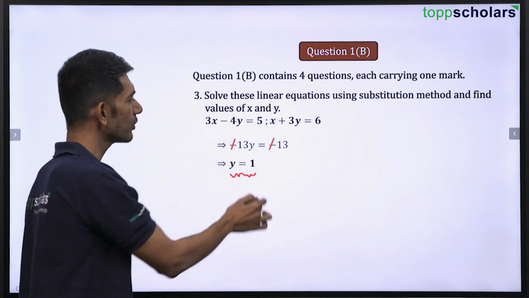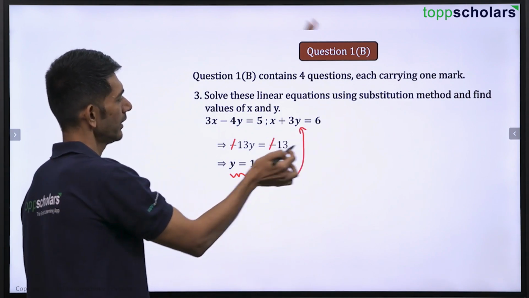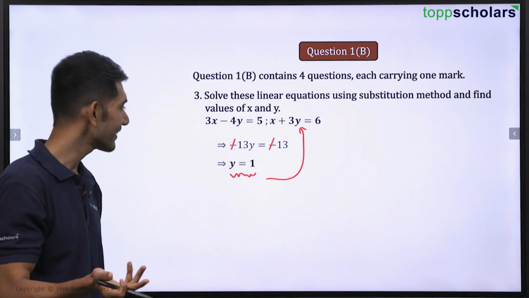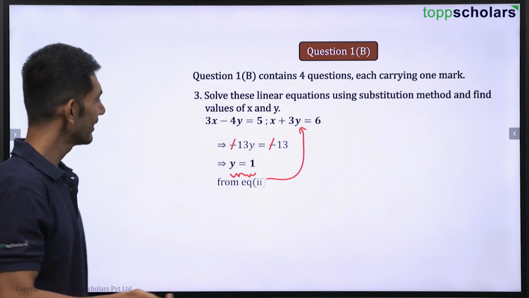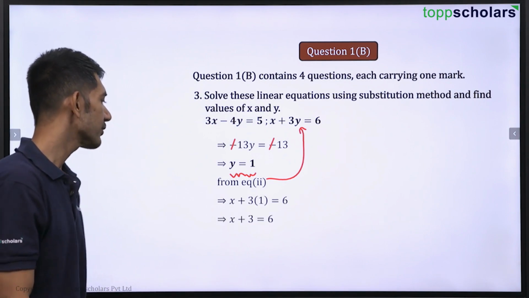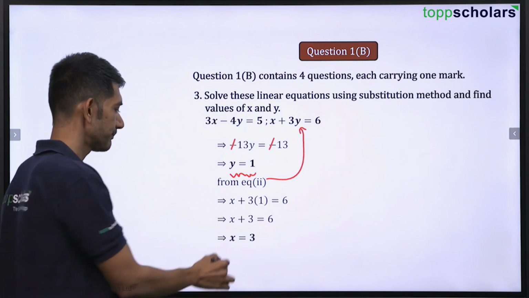Now once you get y is equal to 1, you can put it here. If you like the first equation, you can put it in the first equation as well. That doesn't really matter. So if you put it there, you get x plus 3 into 1 is equal to 6. So x plus 3 is equal to 6. So x is equal to 3. Correct?